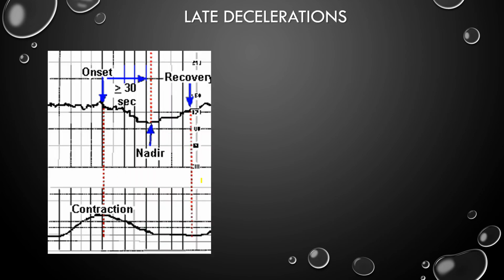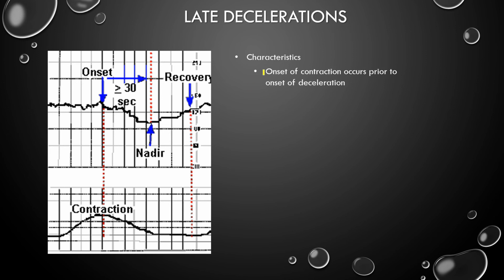Now that we talked about early decelerations, let's talk about late decelerations and what that means. A late deceleration is just like it says, it's late. So the contraction happens first, and then you've got the deceleration. The onset of the contraction is always before the onset of the deceleration, and the peak of the contraction can coincide with the onset of the deceleration. But the nadir of the deceleration is always after the peak of the contraction.